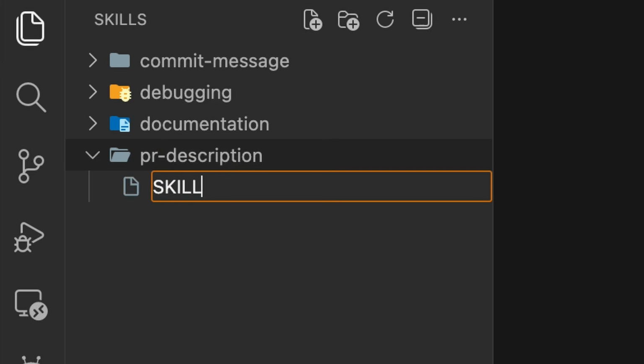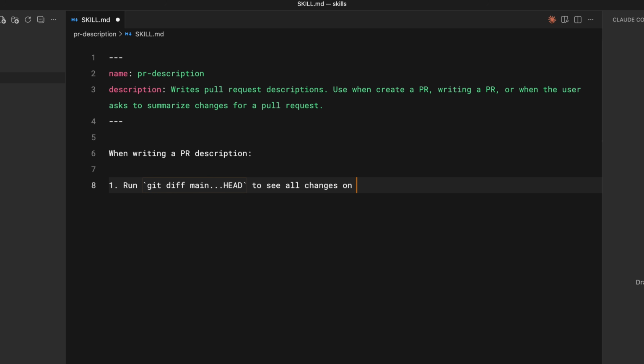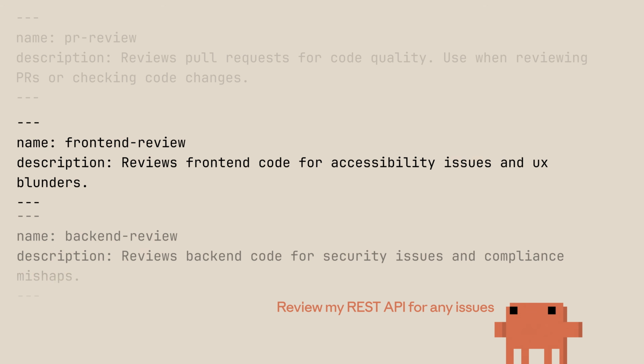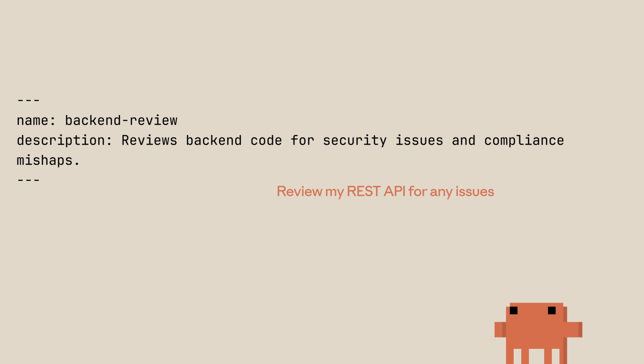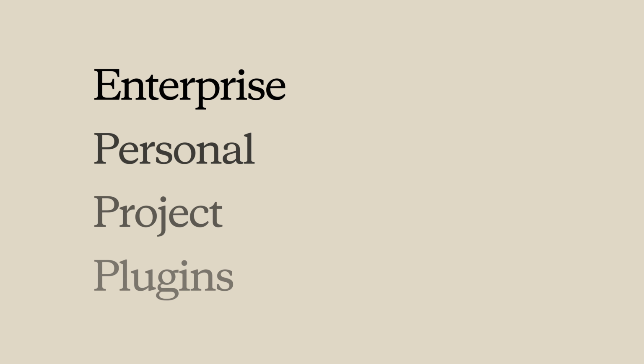Creating a skill means making a directory with a skill.md file containing metadata and instructions. Claude loads skill names and descriptions at startup, matches incoming requests against those descriptions, and asks for confirmation before loading the full content. Priority rules handling name conflicts: enterprise overrides personal, personal overrides project, project overrides plugins. Edit the skill.md file to update a skill, and restart Claude Code for changes to take effect.